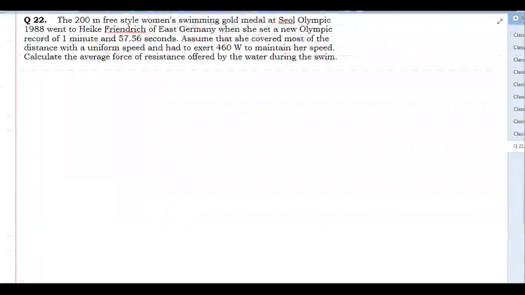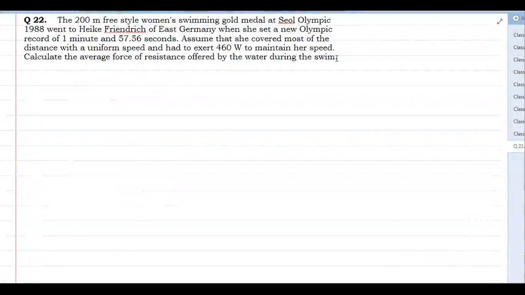The 200-meter freestyle women's swimming gold medal at the Seoul Olympics 1988 went to Kristin Otto of Germany, who set a new Olympic record of 1 minute and 57.56 seconds. Assume that she covered most of the distance with uniform speed and had to exert 460 watts to maintain her speed. Calculate the average force of resistance offered by the water during the swim.